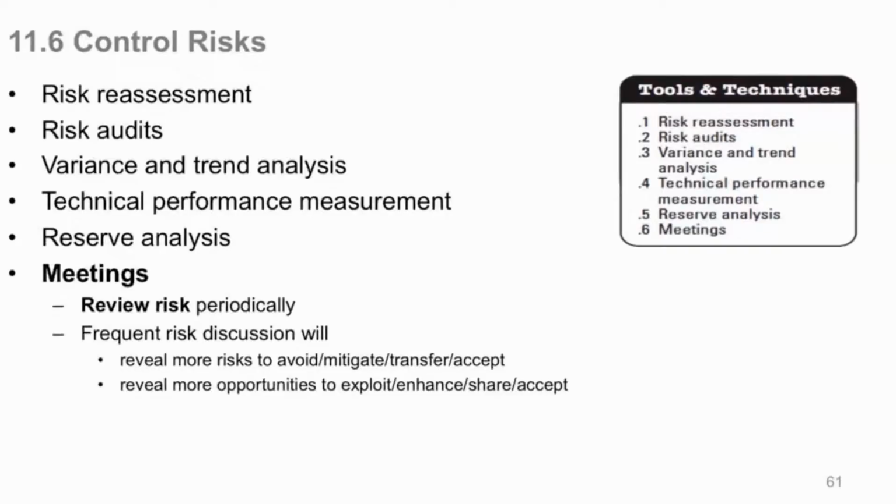Meetings during control risk, this is a good place to review all risks. Everybody gets their heads together, all your experts. Here's where we are in risk, how are we doing, what do you think, should we reassess, whatever it is. Frequent discussion helps you reveal more risks. And of course, then you need to apply your initial strategies to them: your avoid, mitigate, transfer, accept, exploit, enhance, all that. And it may reveal more opportunities to exploit, enhance, share, and accept.